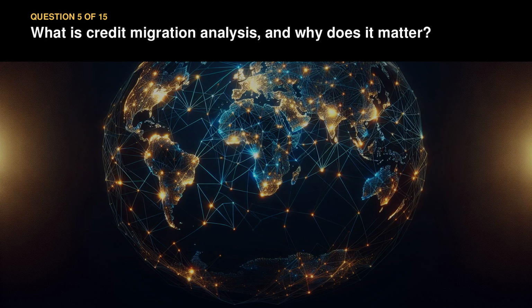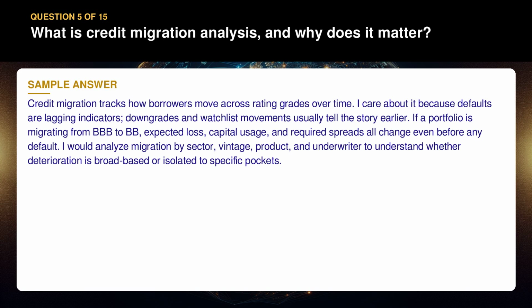Question 5. What is credit migration analysis, and why does it matter? Credit migration tracks how borrowers move across rating grades over time. I care about it because defaults are lagging indicators. Downgrades and watchlist movements usually tell the story earlier. If a portfolio is migrating from BBB to BB, expected loss, capital usage, and required spreads all change even before any default. I would analyze migration by sector, vintage, product, and underwriter to understand whether deterioration is broad-based or isolated to specific pockets.